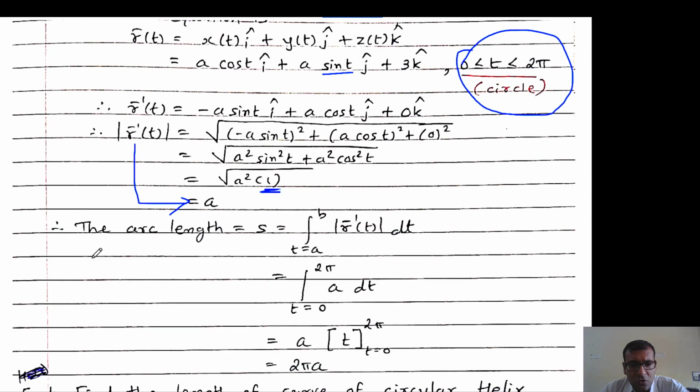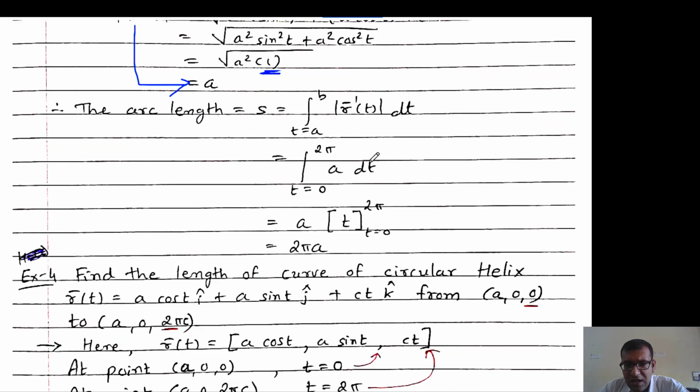Now you know the formula for the arc length. So the arc length s is integration from t is equal to a to b of mod r bar dash of t dt, but the limit of t is 0 to 2 pi, and the value of mod r bar dash of t is a, so it is integral from 0 to 2 pi of a dt. a is constant, okay, and we can take it outside, and integration of dt is t, limit 0 to 2 pi, which gives us 2 pi, so 2 pi into a, that is our answer.